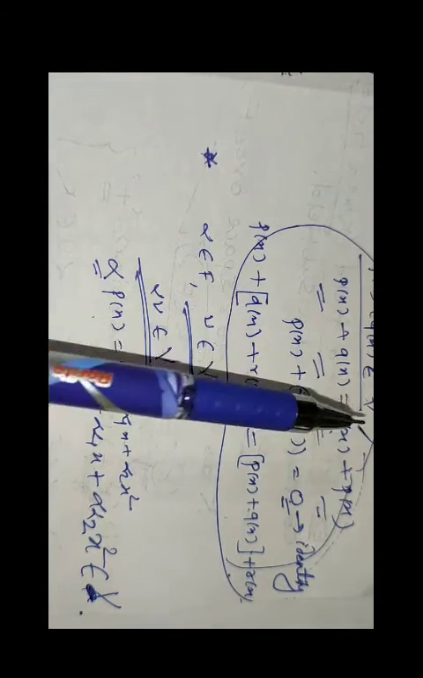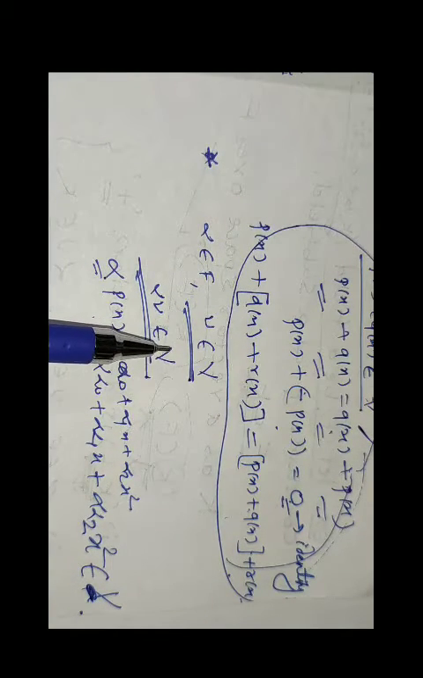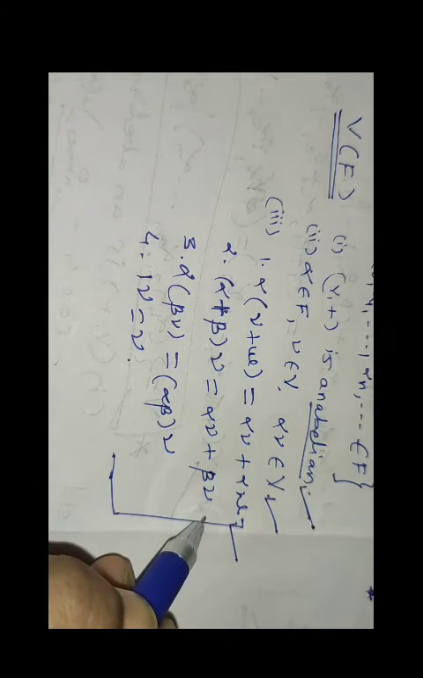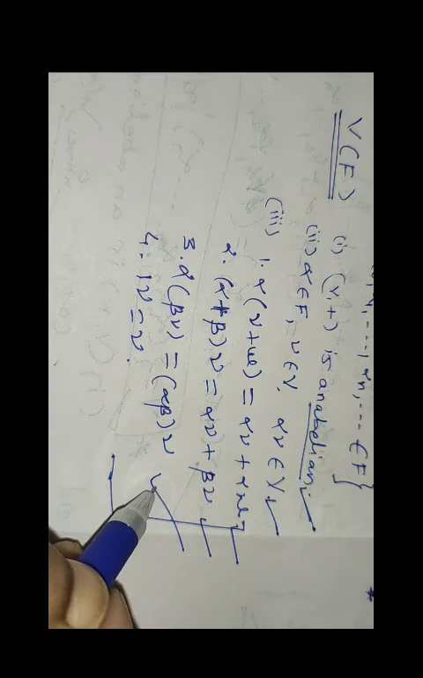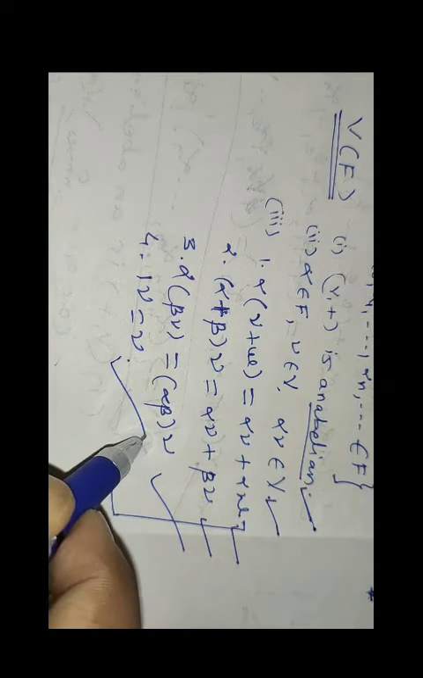So V plus is an abelian group, external composition is satisfied, and then these four properties must be satisfied. You check it yourself: left distributive, right distributive, associative, and existence of identity.